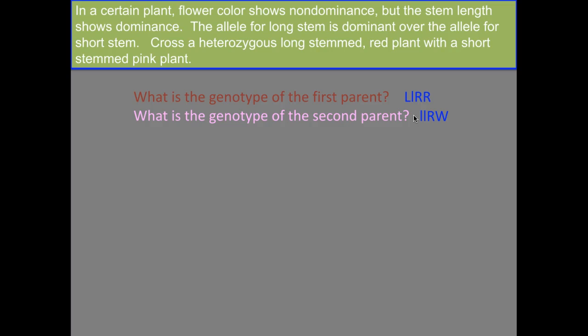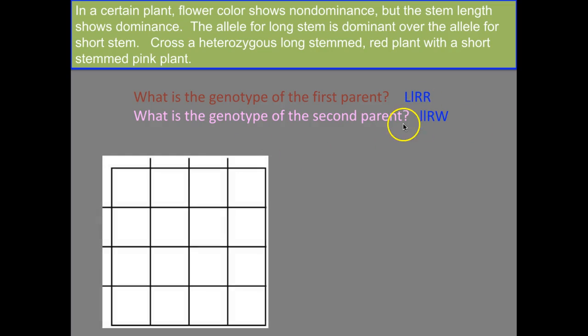Try to wrap your brain around this a little bit. If you have any questions, let me know. The idea here is that the first two alleles show dominance and recessiveness for stem length, but the last two alleles are capital letters because they're incomplete or non-dominant.